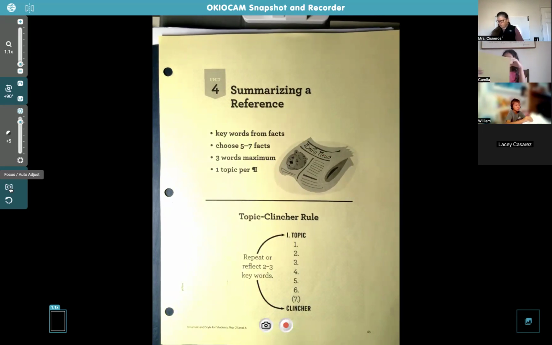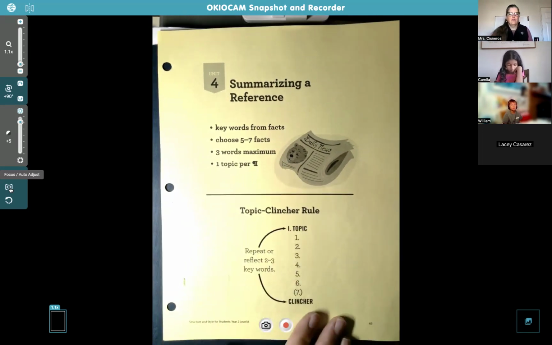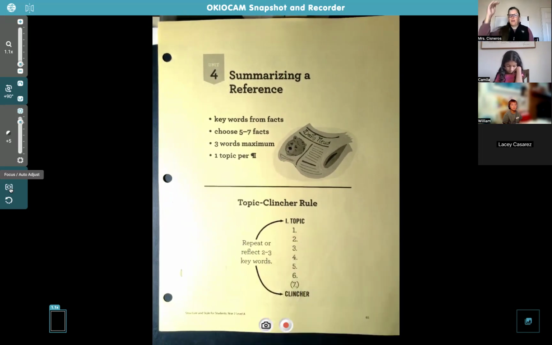The topic clincher rule, that's what we have now on our checklist. So I want to make sure that you remember how to do this. Do you guys remember the hand motions that we did last year? Like this and then like that. So let's do it together. Put your hand up like this, like bend your fingers over. And remember we said you can copy me. So I'll say it and then you repeat it.